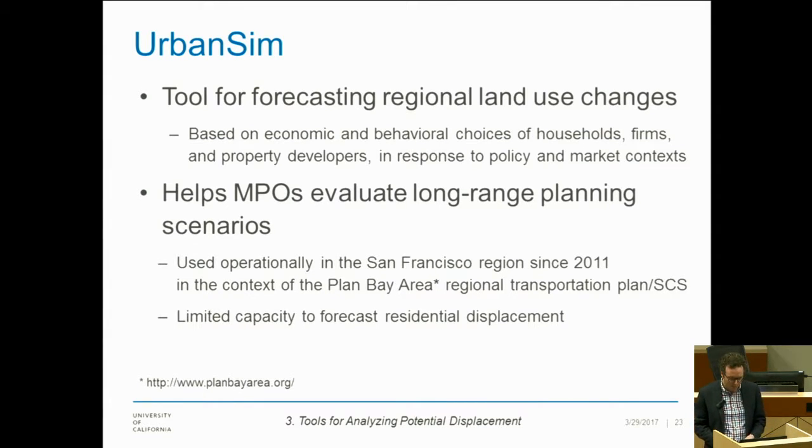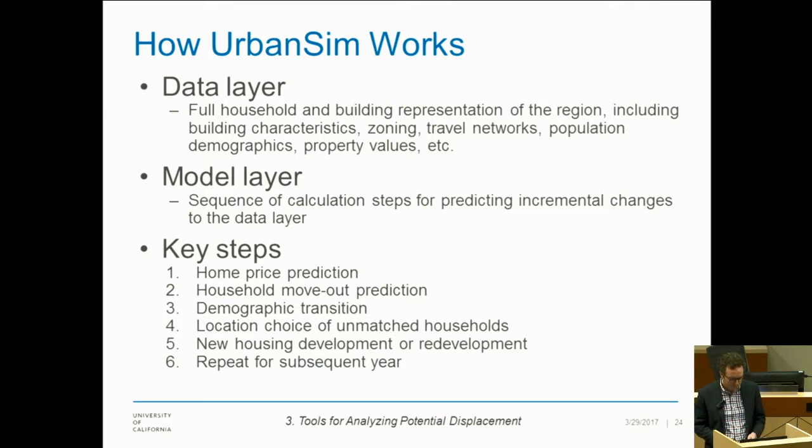It's a pretty flexible modeling system, but it's tended to focus on land use outcomes rather than on household dynamics. So out of the box, it doesn't generate the kind of residential displacement metrics that we were interested in here. I'm going to give a little bit of background about how UrbanSim works, and then explain what we've done to improve its representations of displacement processes.